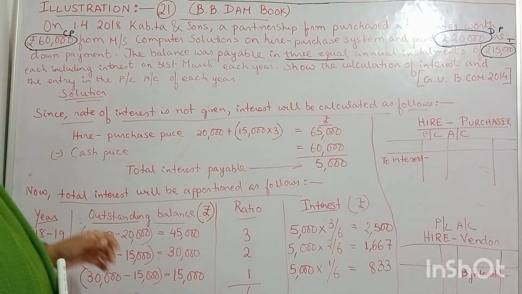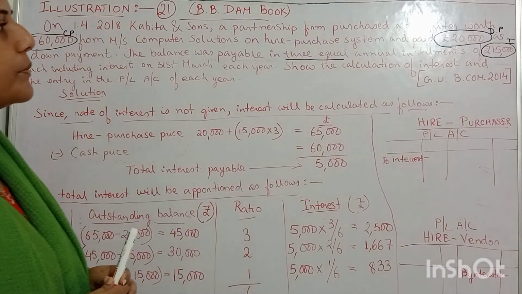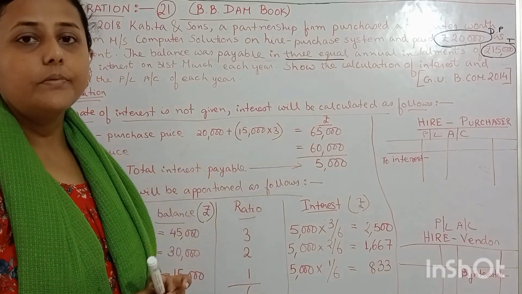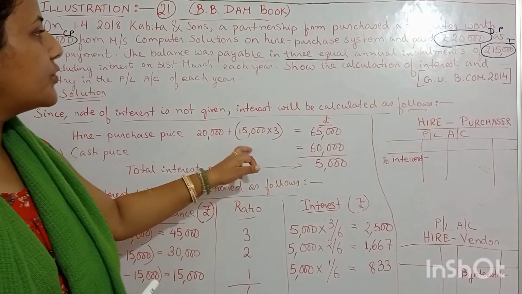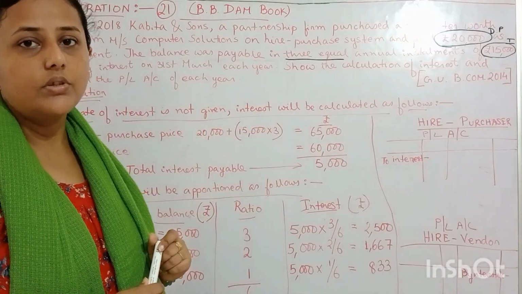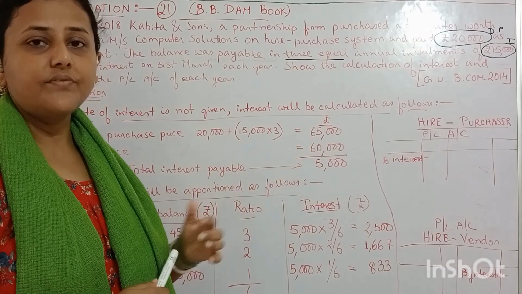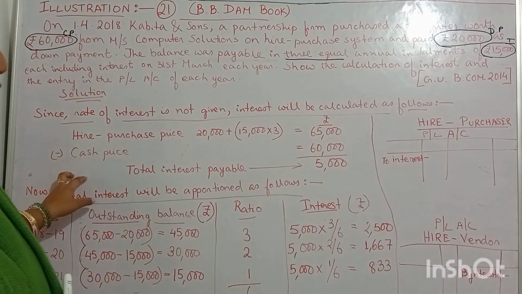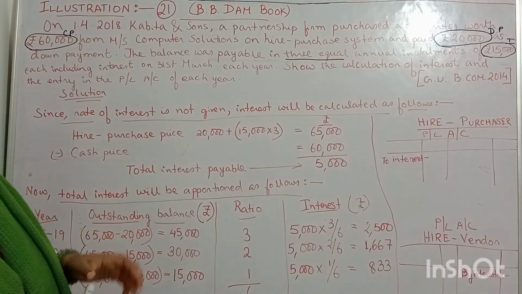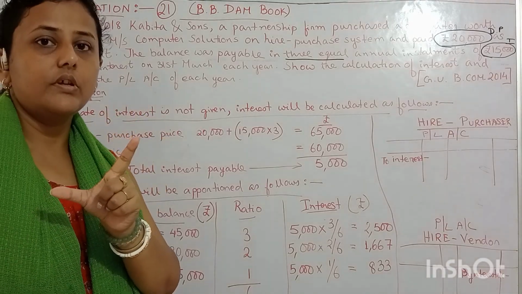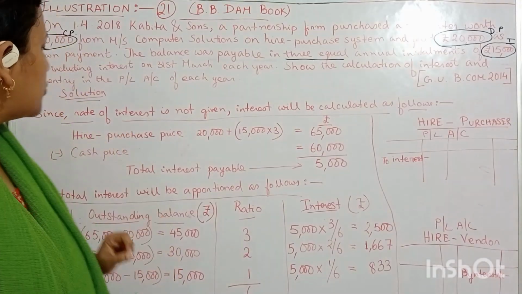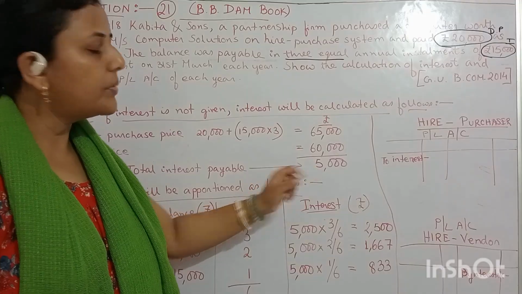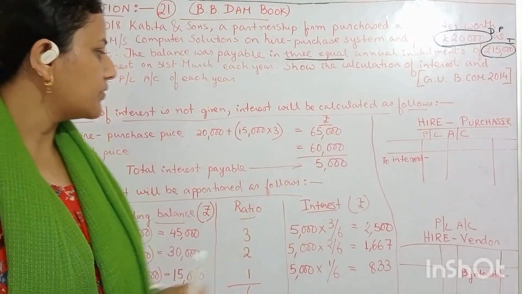How is the interest calculated when the rate is not given? You just see the hire purchase price. What is the hire purchase price? It is the down payment plus each installment multiplied by 3, because there are 3 equal annual installments. So you get 65,000. Now what is the cash price? You have to deduct the cash price from the hire purchase price to get the total amount of interest, so less 60,000. The total interest payable is 5,000.